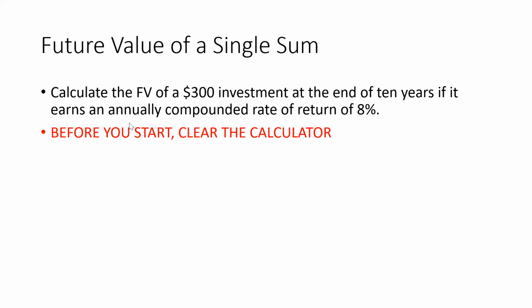The first thing you're going to have to calculate is the number of times it's going to be compounded. So we see 10 years is going to be N. The interest rate is annually compounded, so that's going to be 8%. Since we're calculating the future value, we are given the present value, which is a $300 investment. In the calculator, we're going to have to put a negative sign in front of that.